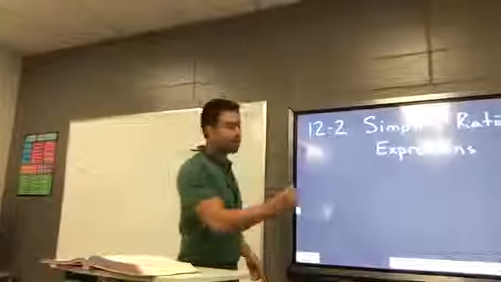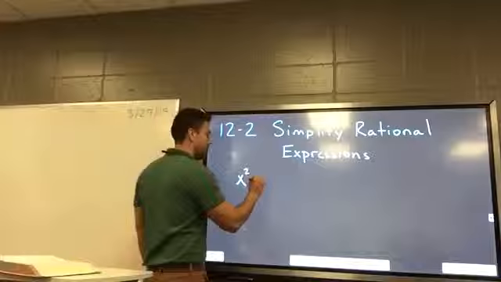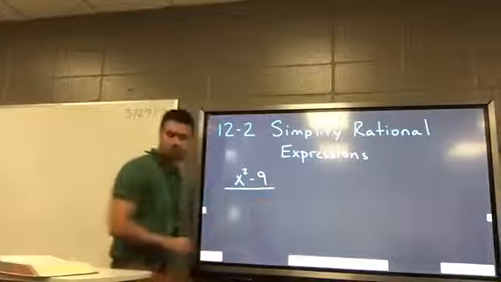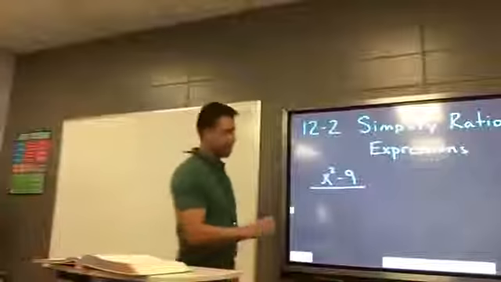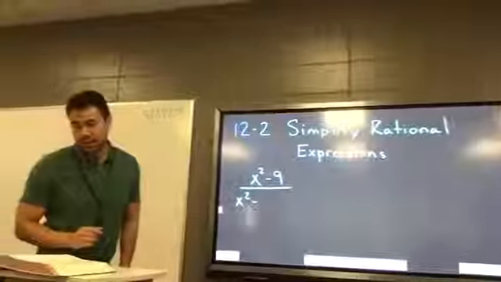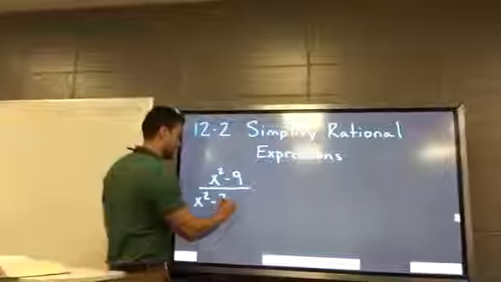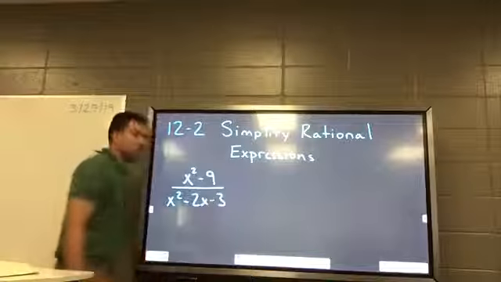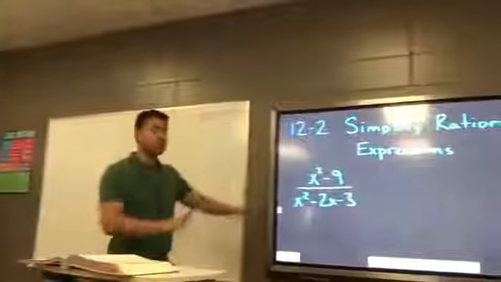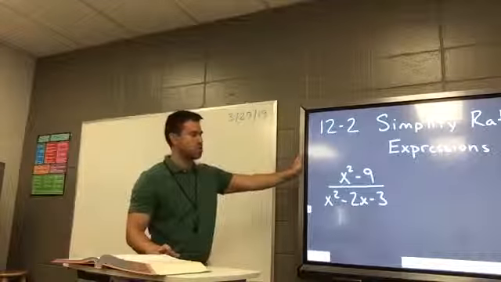All right, let me give you an expression here. We get x squared minus 9 over x squared minus 2x minus 3. Could you do this? Okay. Well, let's look at this as a complete picture first, but yes, we will do that eventually.